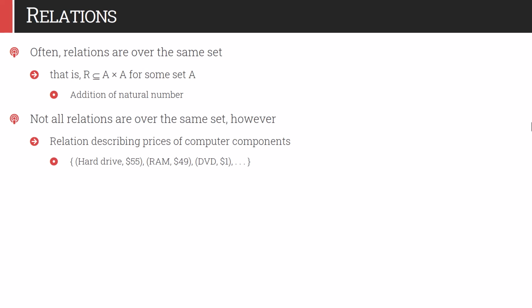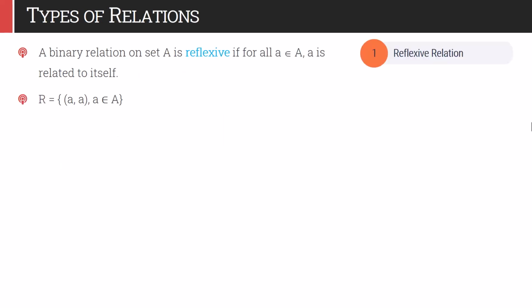For example, a relation describing prices of computer components. A hard drive has price $55, RAM has price $49, DVD has price $1. So you see that element a is coming from the set of components, whereas element b is coming from the set of prices. So here the relation is defined over 2 different sets.